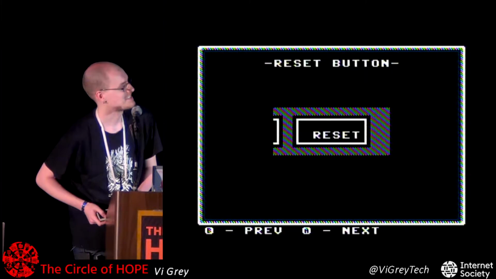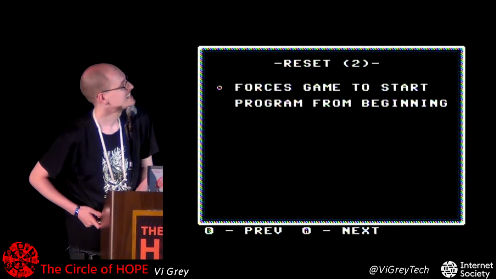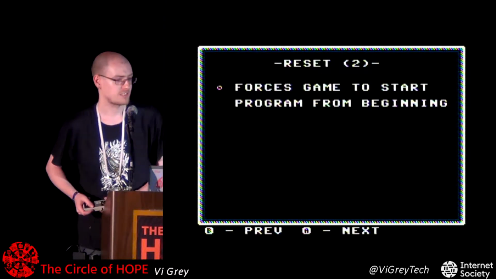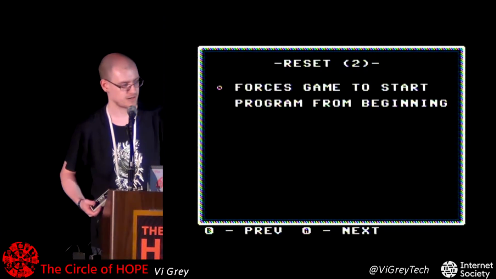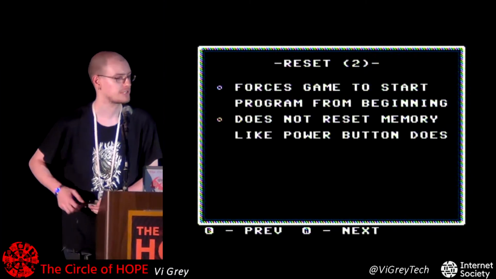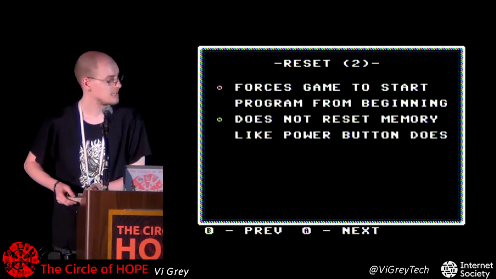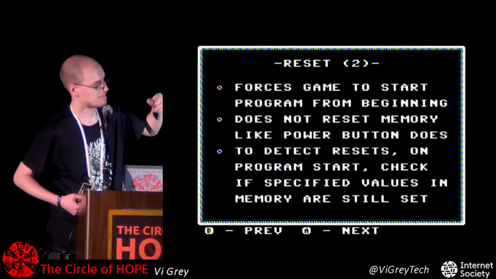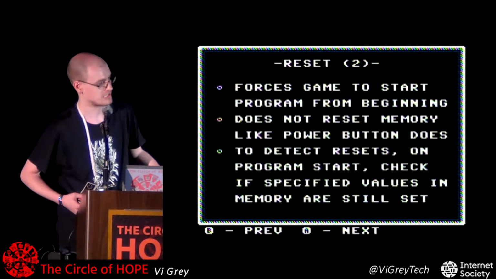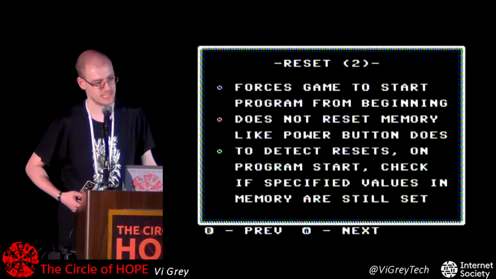This is the reset button. As I mentioned before, you can tell it's the reset button because it says reset. It forces the game to start from the beginning again. It's very similar to shutting the game off and starting it up again. The difference, though, is when you shut the game off and turn it on again, the memory resets. When you end up pressing the reset button, the memory stays what it was since the last time, which is why you can reset Super Mario Bros. and your high score will stay the same.